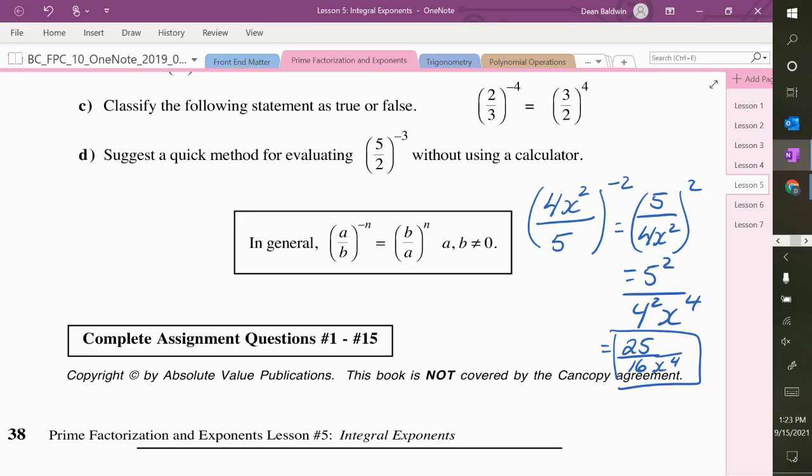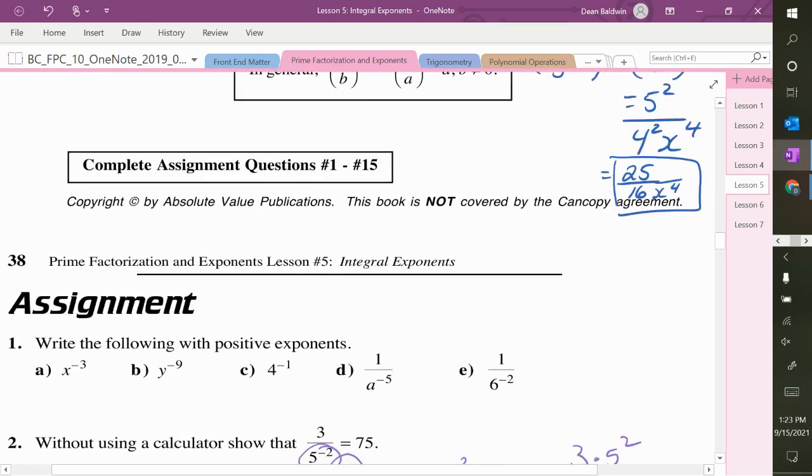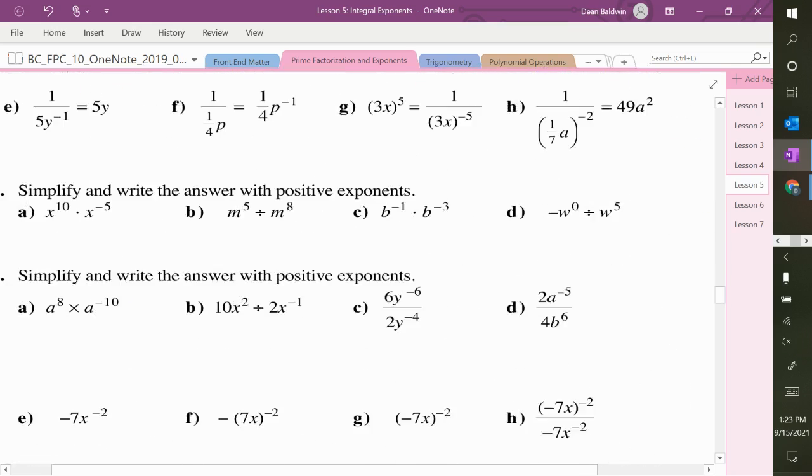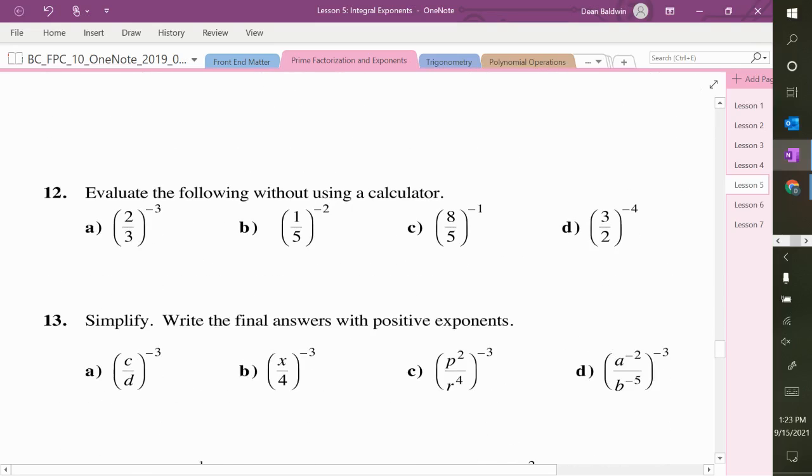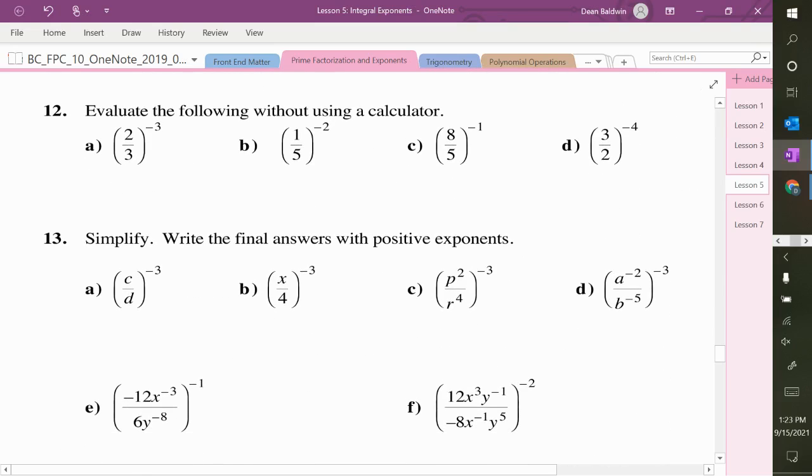Yes? All right. Go to question number 13, or 12, on page 40, please. We're going to do a couple of examples right here. Page 40.